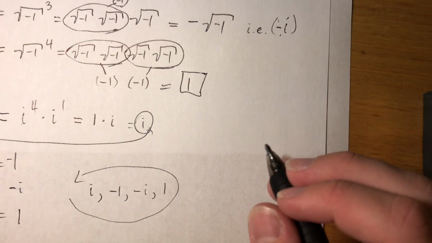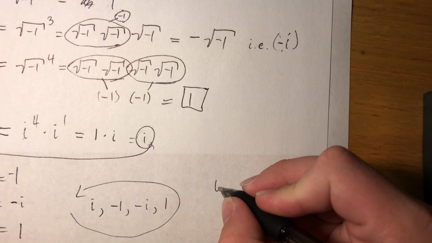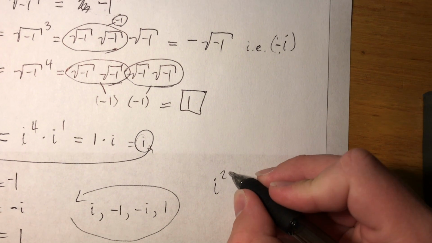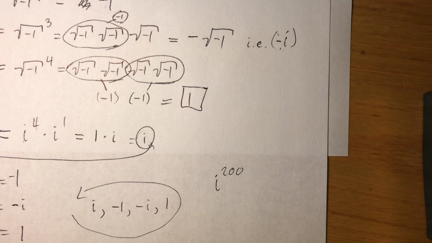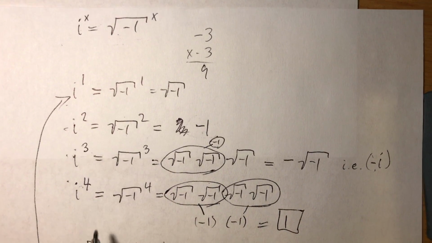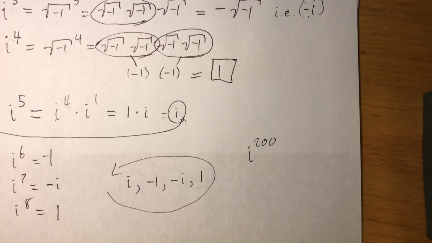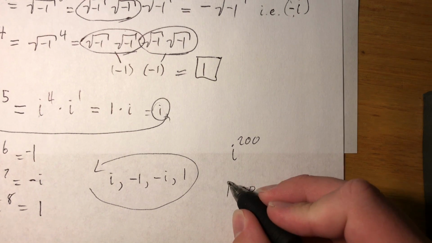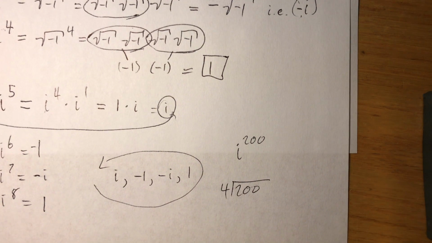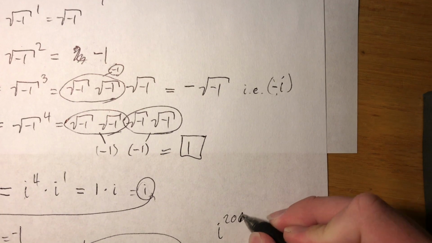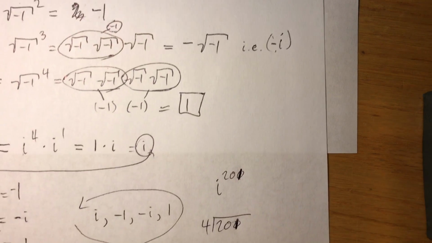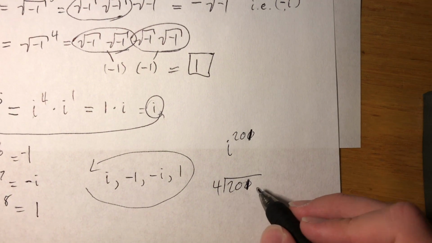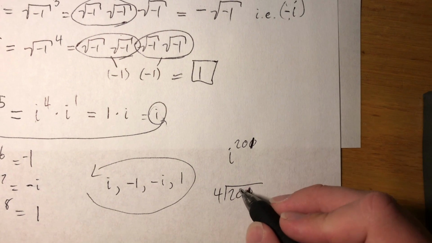So if they ask you something like, what's the value of i to the 200th? And you're like, well, I don't understand how in the world I would do that. I can't do this up to 200. That would take forever. But what you can do is take that exponent, 200, and divide it by 4, right? And actually, let's do 201. Let's divide this out and see what we get.